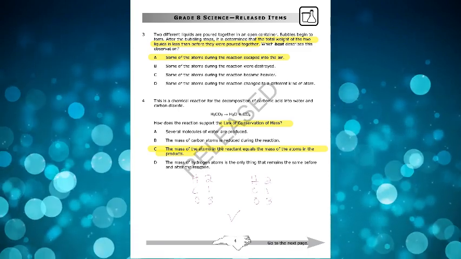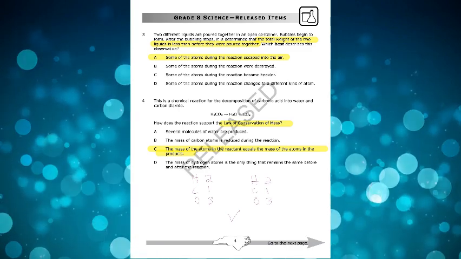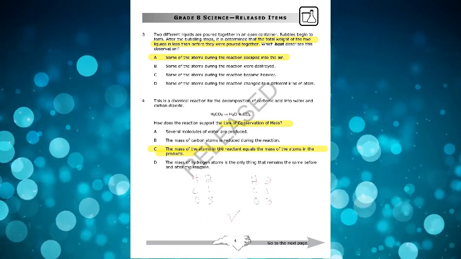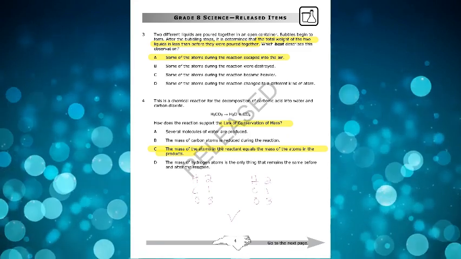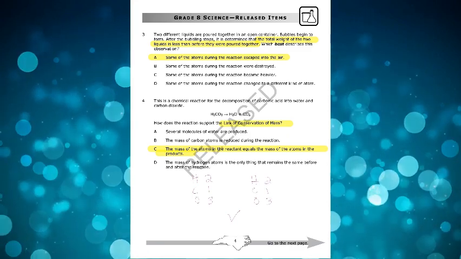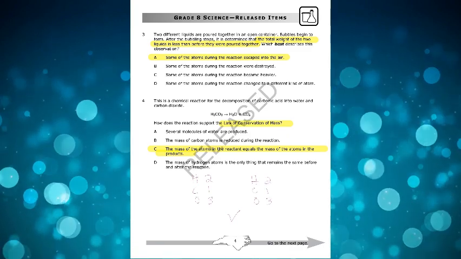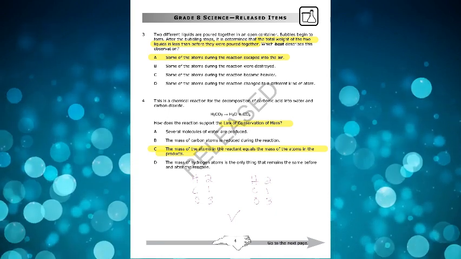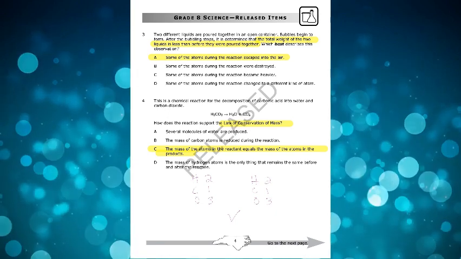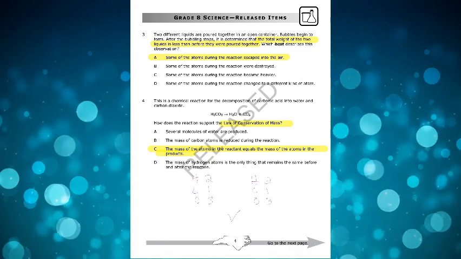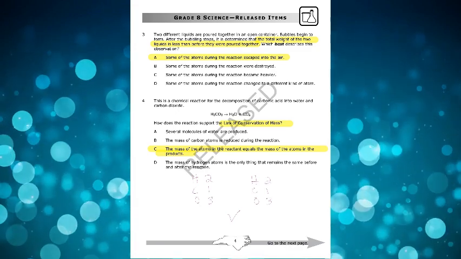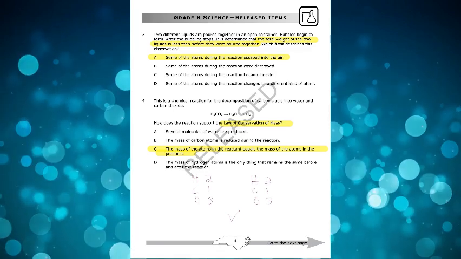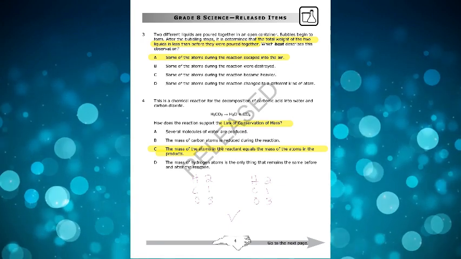Now, we can also say that the law of conservation of mass comes into play with number four. This is a chemical reaction for the decomposition of carbonic acid into water and carbon dioxide. How does the reaction support the law of conservation of mass? Remember, that's telling us that matter is neither created nor destroyed, but it can be transformed from one form to the next. What I would do here is, it gives you your chemical equation, H2CO3 yields H2O plus CO2. First, I would like to make sure that your chemical equation is balanced.